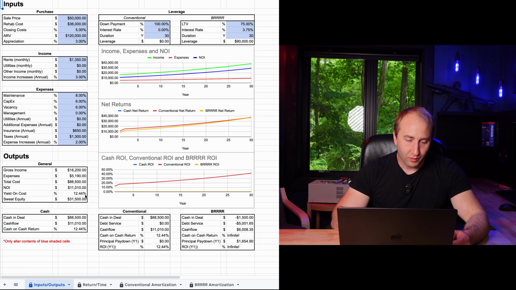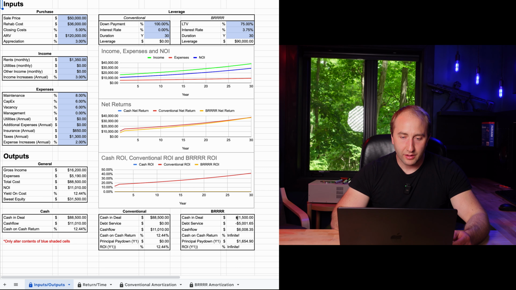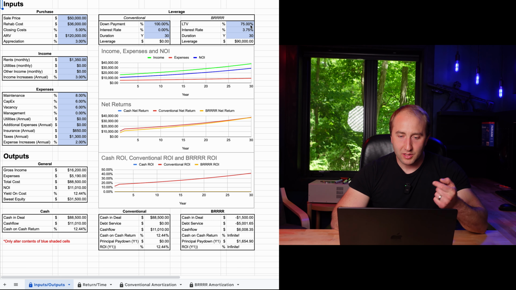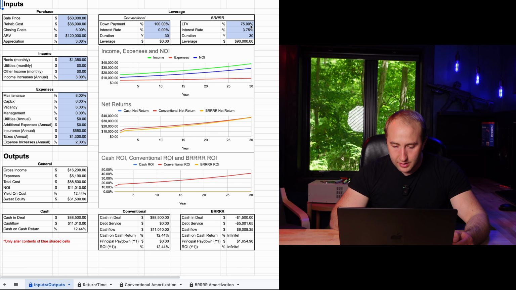Sweat equity, we went over that. Yield on cost, 12.44%. Again, that's pretty good. It's a nice number to see when you're looking at a real estate deal. And the way I played this deal, I purchased it with cash, I rehabbed it with cash. Then when I did the cash out refinance, it was worth $120,000. It's single family, so I could do a cash out refi. It's 75% loan to value. And that meant that I had negative $1,500 in the deal.